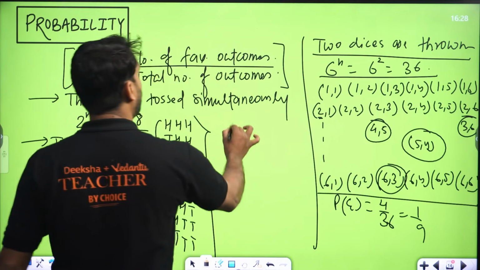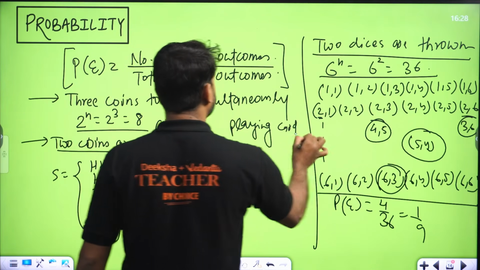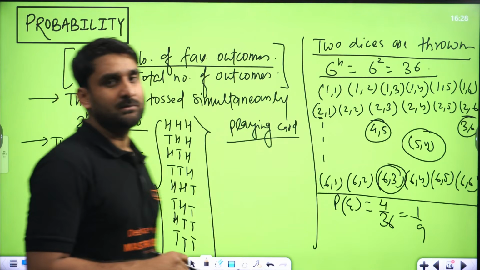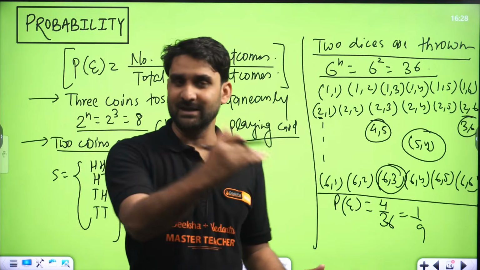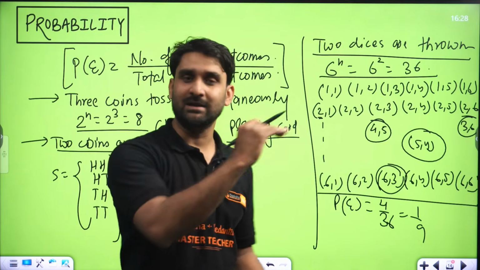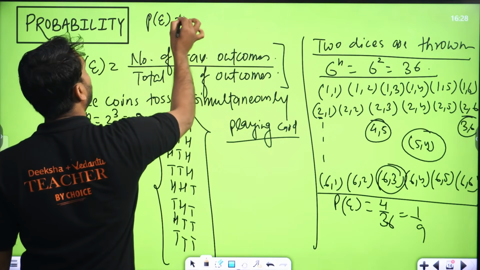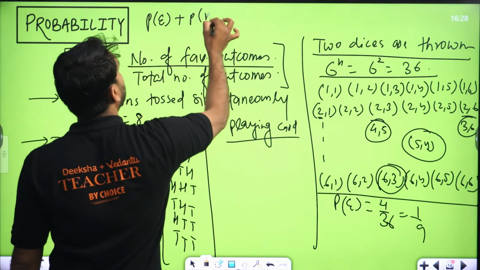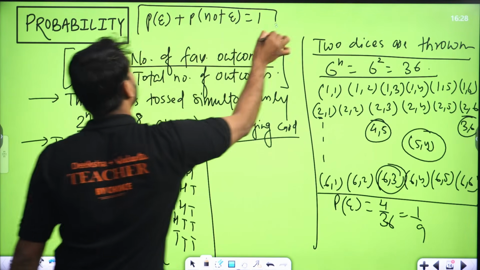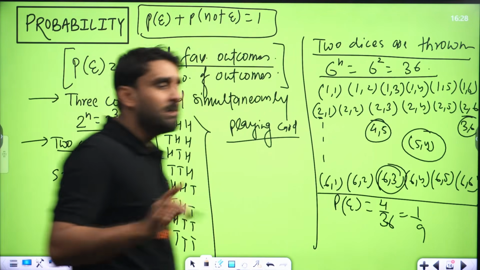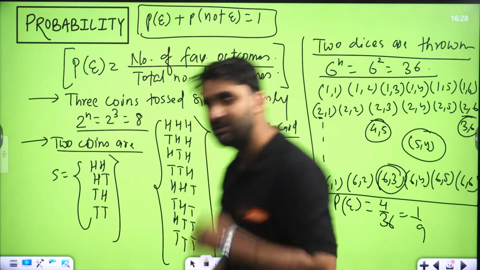And playing cards, you all know playing cards. There are 52 cards of 4 categories: spade, club, heart, and diamond, and each category contains 13 cards: ace, 3 face cards, and 10 to 2. And one very important formula: the probability of an event occurring plus the probability of that event not occurring is equal to 1. So probability of an event plus probability of not occurring of that same event is equal to 1.